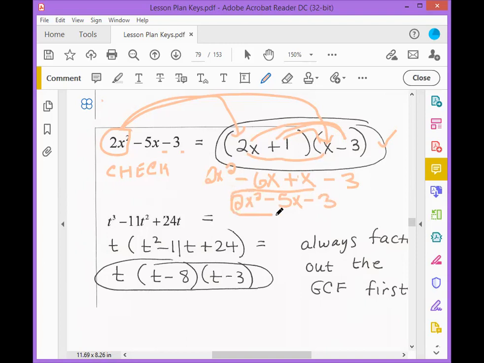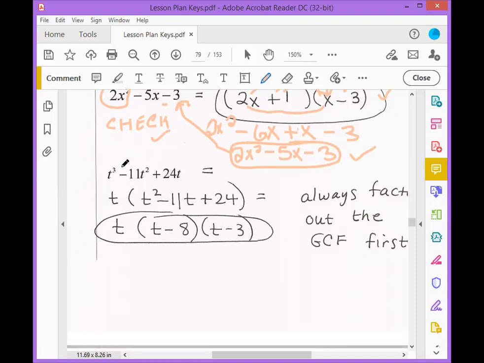Now notice our product is the same as what we started with: 2x squared minus 5x minus 3. That lets us know that we factored correctly. Now let's look at the next example.